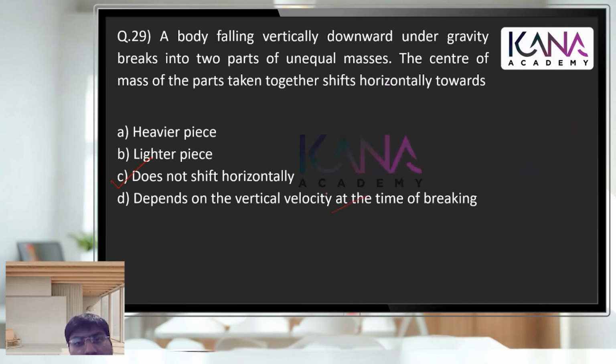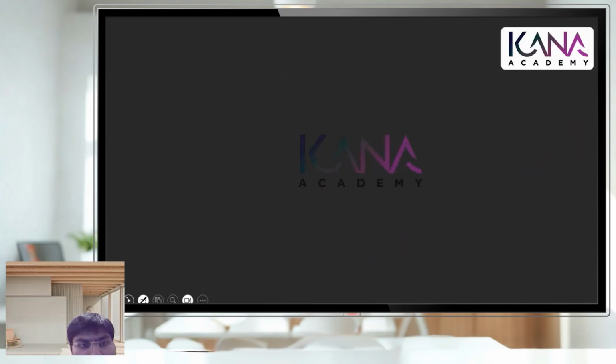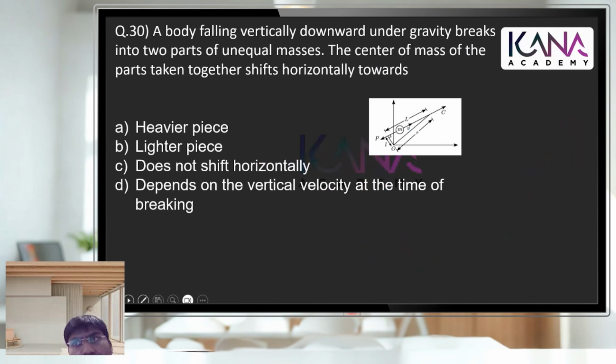So it is not relevant. There is no such thing as a heavier piece and a lighter piece when it comes to the center of mass with respect to this question. Okay. Next question. So the concept is almost the same as the previous question.